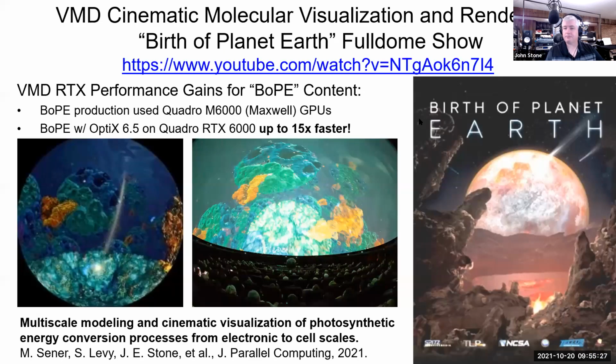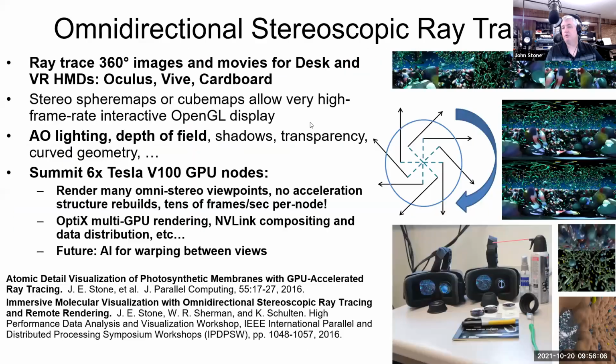the other geometry. We used some of these techniques to render Birth of Planet Earth, which was a dome planetarium show that included a component on photosynthesis. And so we made a special renderer in VMD for planetarium dome projections. We went back and compared the performance. We did that entire dome show using Maxwell generation GPUs, like the GeForce 900 series; we used GeForce 980s and Quadro M6000s. If we did the same dome show today with the latest RTX GPUs, it would be up to 15 times faster just due to hardware acceleration.